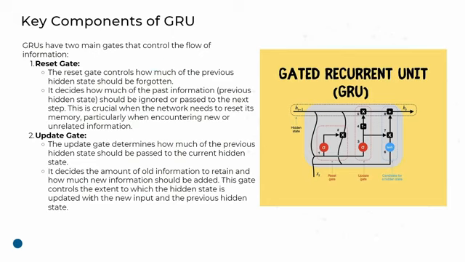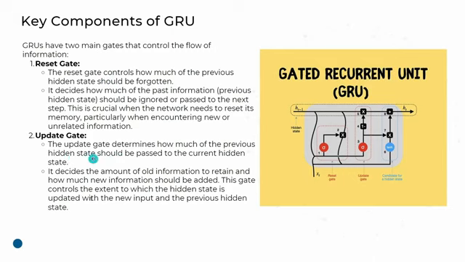In case of RNN, if you feed a long paragraph, it will be difficult for them to learn. Those are the problems we are trying to resolve with the help of LSTM and GRU. So the reset gate controls how much the previous hidden state should be forgotten. It decides how much of the past information should be ignored or passed to the next step, as we were doing with the help of the forget gate. This is crucial when the network needs to reset memory, particularly when encountering new input. In LSTM we were having a forget gate, and here we are having a reset gate.